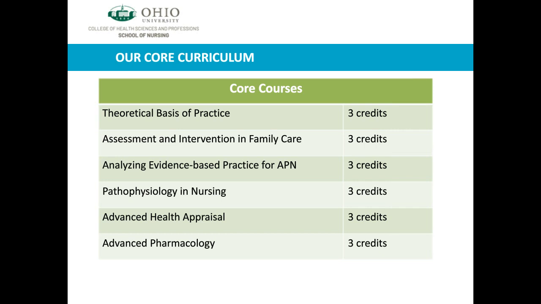Now, starting our program, there's a common set of courses, our core courses, that all of our students take. And you can see them listed here. The theory, the assessment, the EBP course, patho, health appraisal, pharmacology. Those final three courses are what we collectively call our 3 Ps. And those really are requirements for almost all advanced practice nurses.